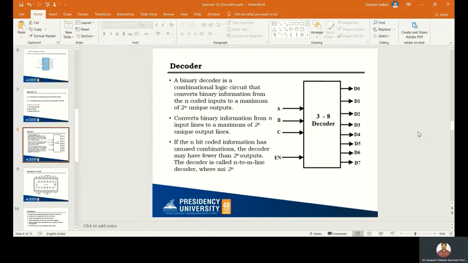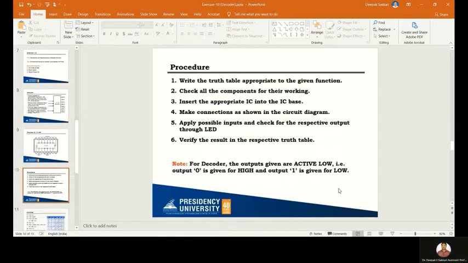Okay, so I can use this 3 to 8 decoder as 2 to 4 decoder also, right? If I don't give any input to C input, then obviously I'll be getting output only in the 4 different outputs, like that. Got it? So I can make use of this 3 to 8 line decoder for a particular function.